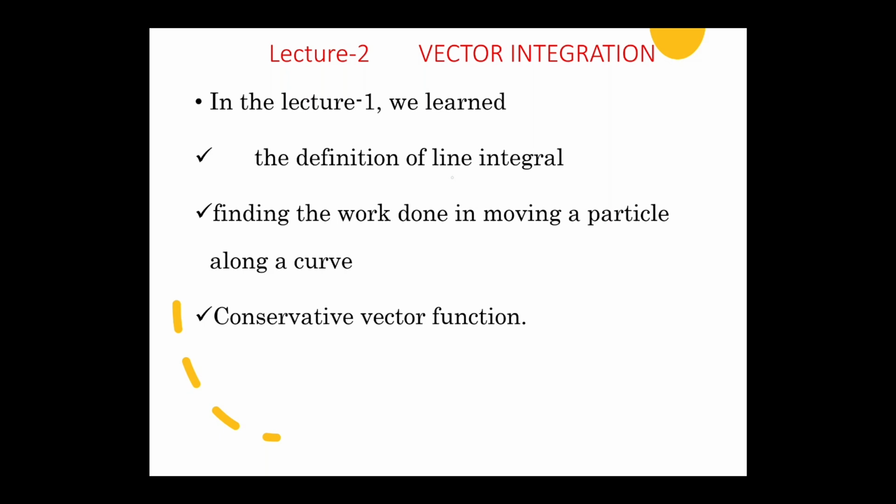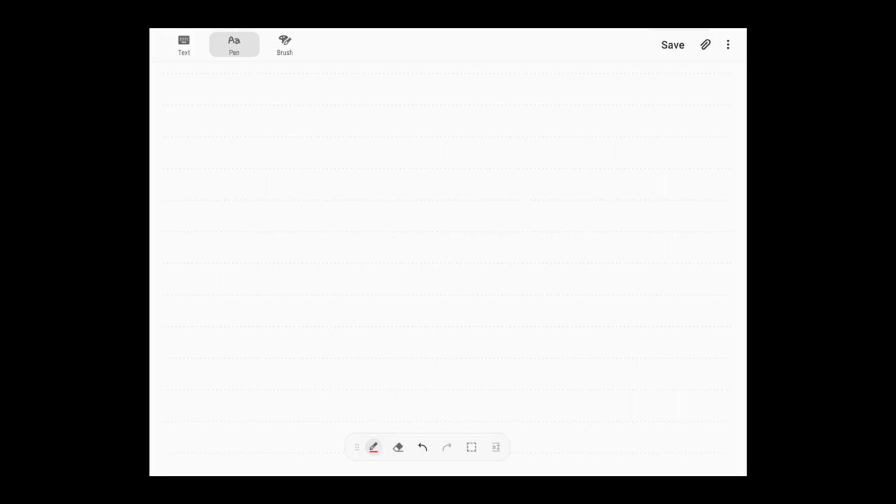Hi, this is the second lecture of the fifth unit, vector integration. In lecture 1, we learned the definition of line integral, finding the work done in moving a particle along a curve, and what is called a conservative vector point function. These three topics we learned in the previous lecture.